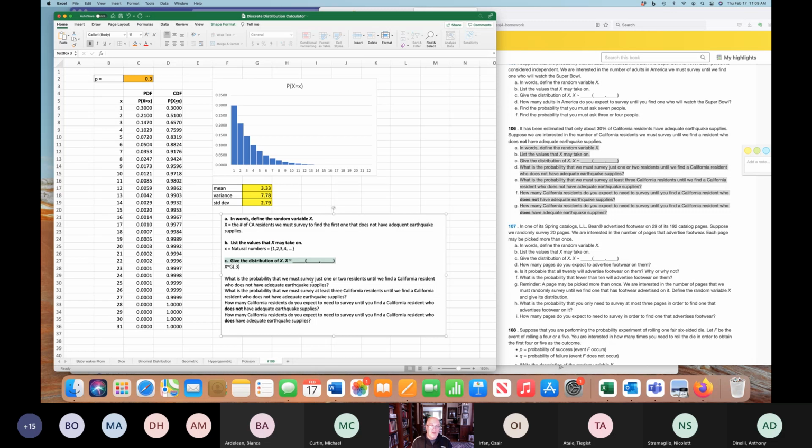What is the probability that we must survey just 1 or 2 residents until we find a California resident that does not have adequate earthquake supplies? So we want the probability of 1 plus the probability of 2.